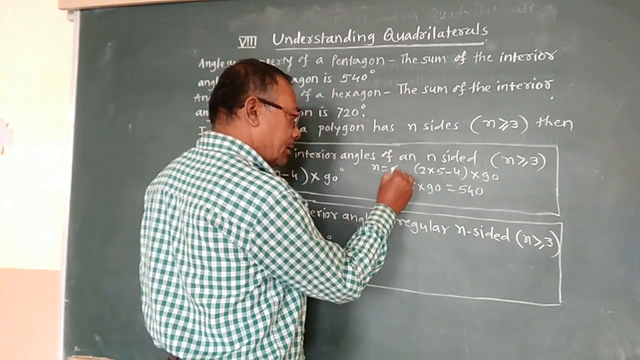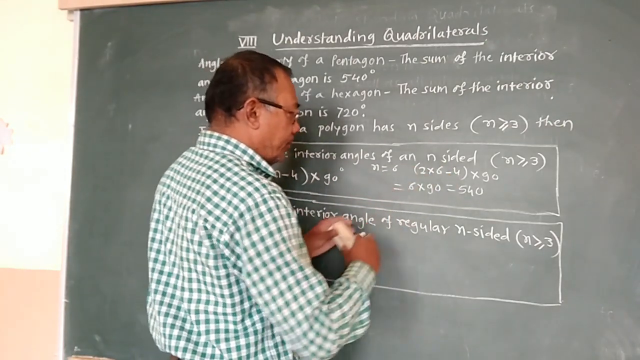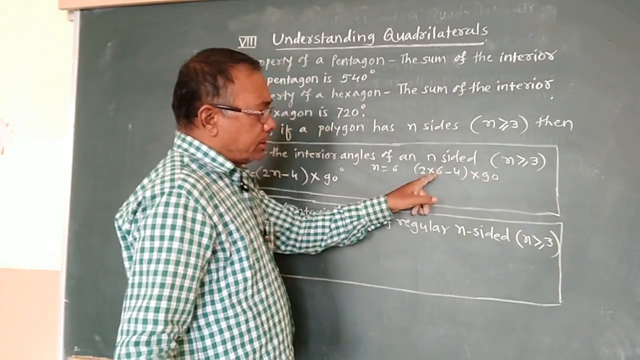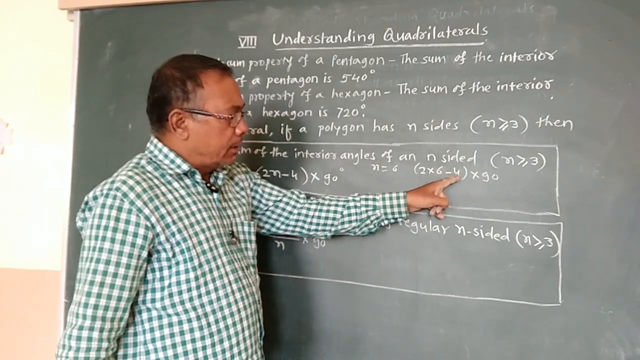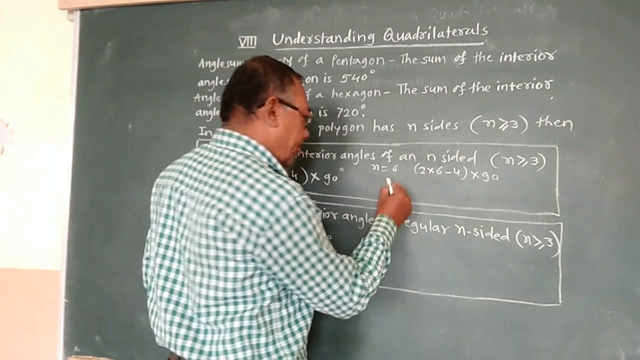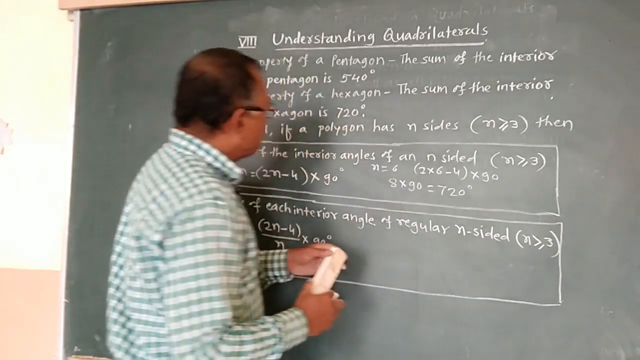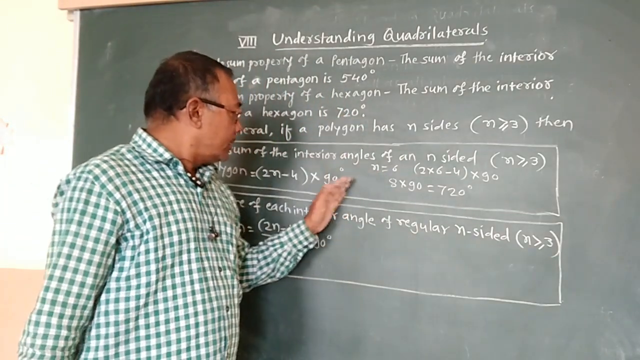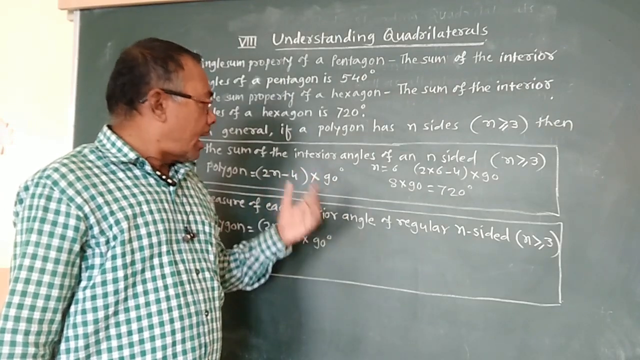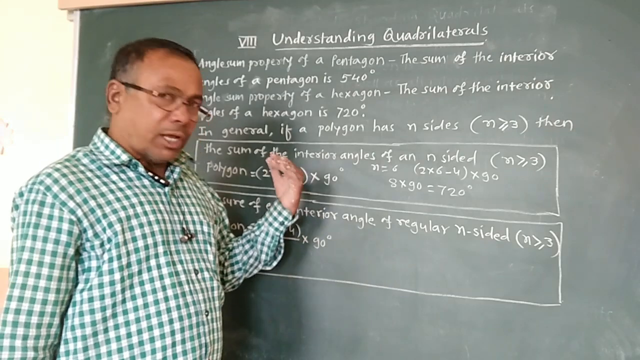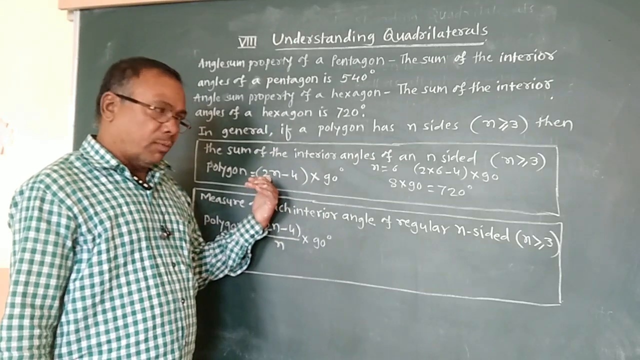Similarly, if we consider a hexagon, n is equal to 6, so it will be 2 into 6, 2 sixes are 12, 12 minus 4 is 8, so 8 into 90, it will be 720 degrees. So this is a very useful formula to find the sum of the angles of a polygon having n sides. You can find the sum of the angles of any polygon applying this formula.